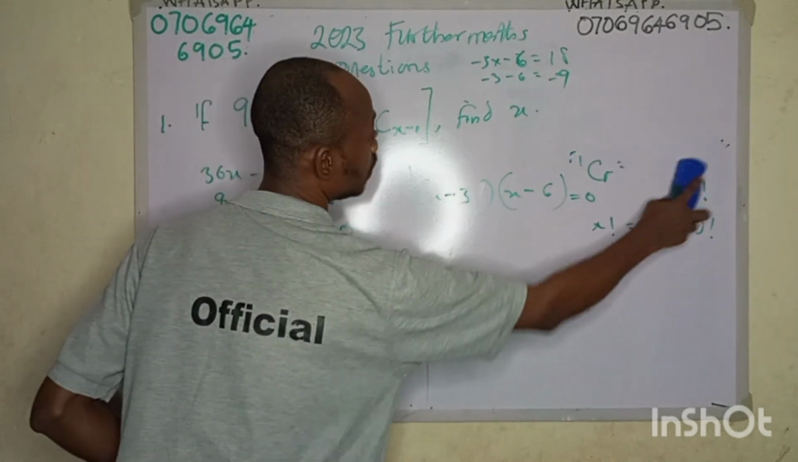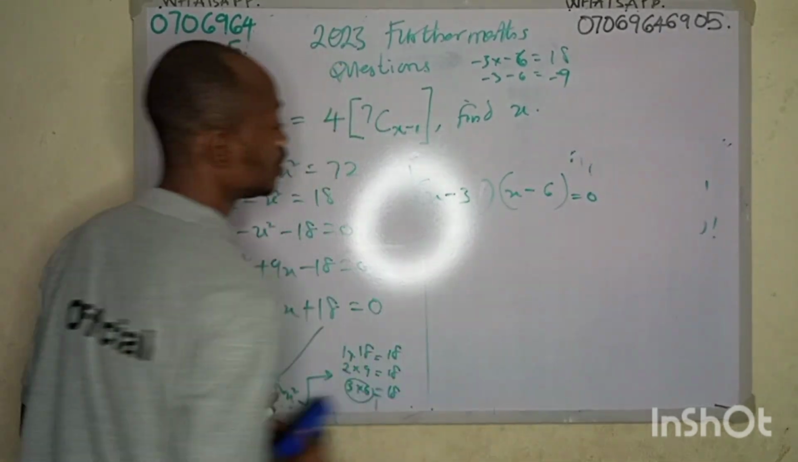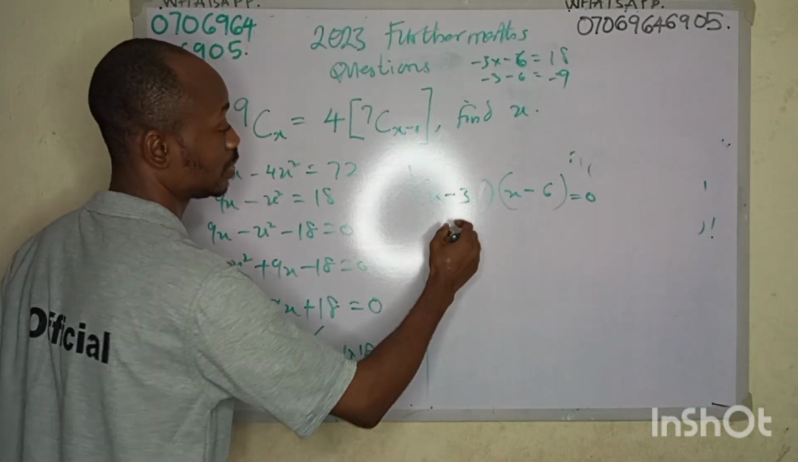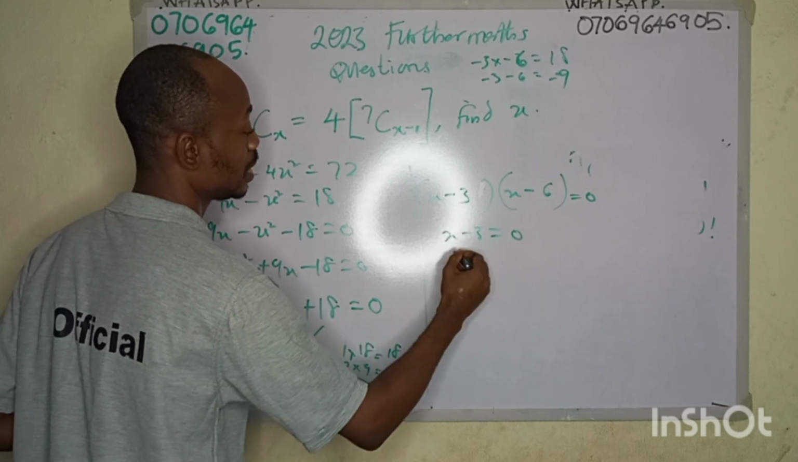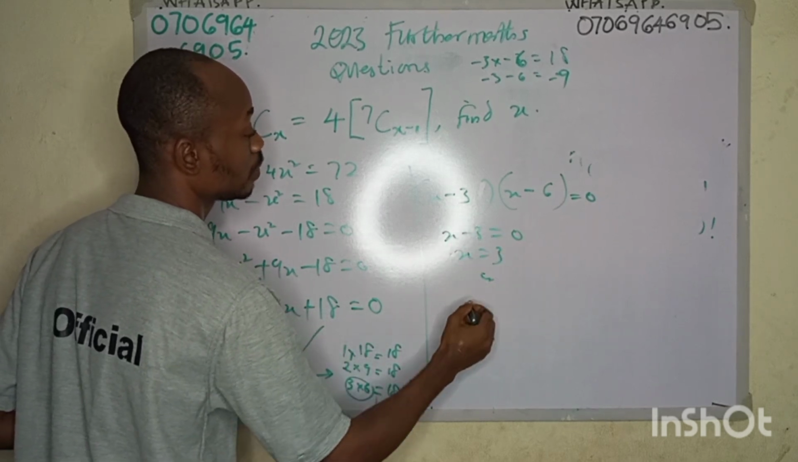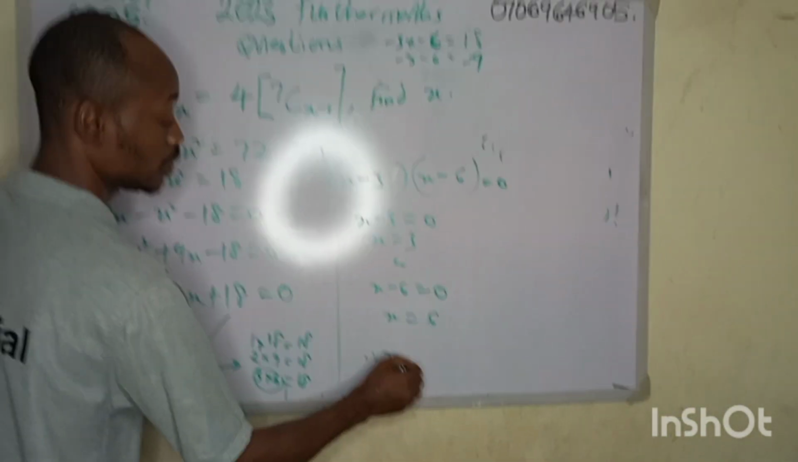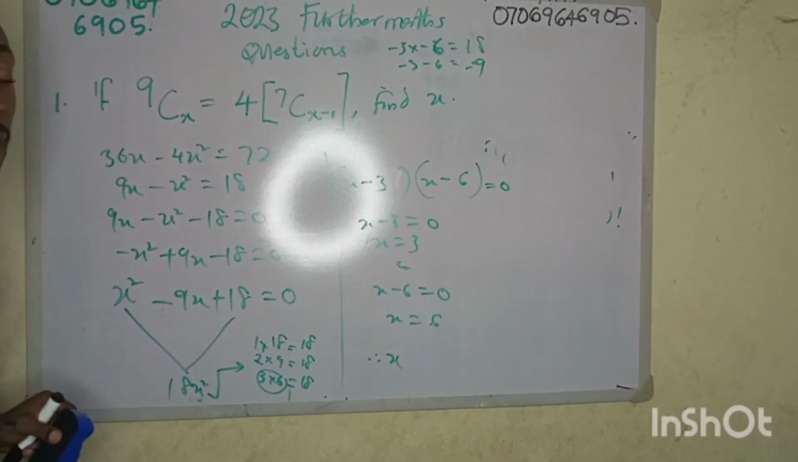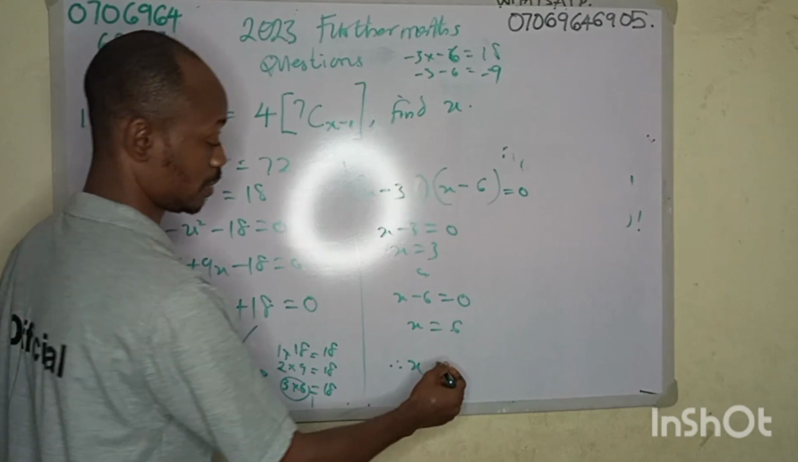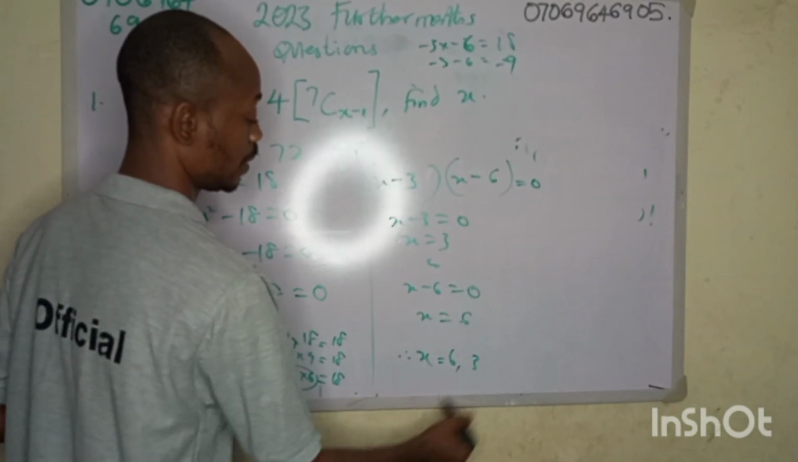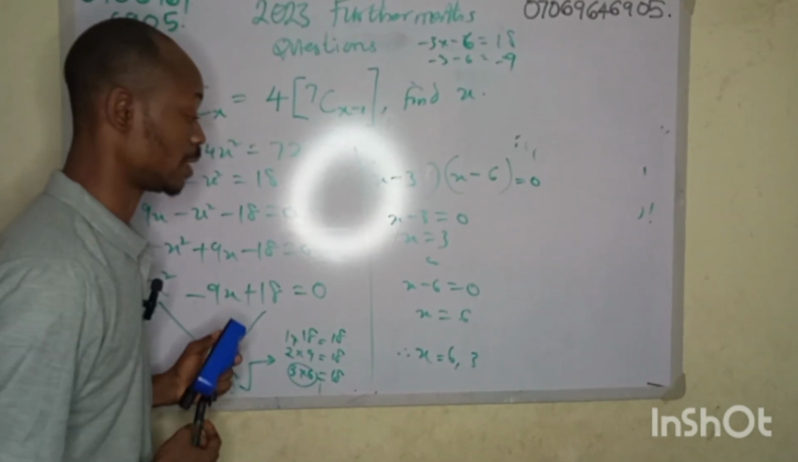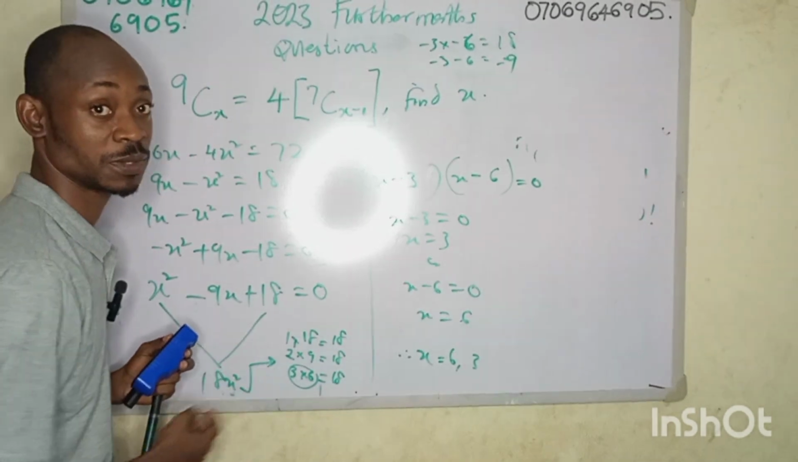Finally, the answer is to set each one of them to 0. That's x minus 3 equals 0, which is x equals 3, or x minus 6 equals 0, which is x equals 6. So the answers are 6 and 3. That's the value of x. Stay tuned for the next question.